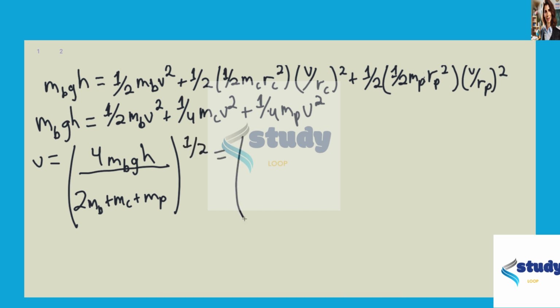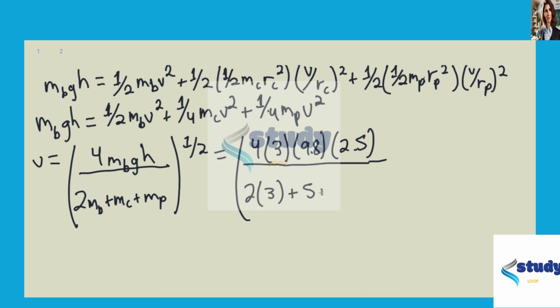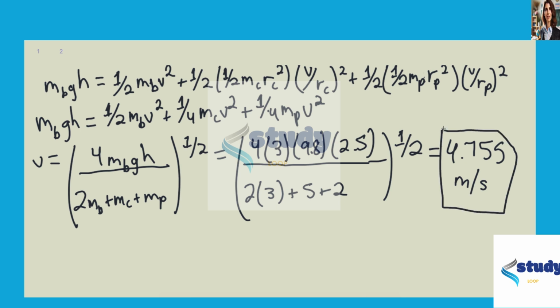And at this point, we can solve. So 4, 3, 9.8, 2.5, and then 2 times 3 plus 5 plus 2, all to the 1/2 power. And this is going to be 4.755 meters per second. This will be our answer. This will be the linear velocity of the box after it has fallen 2.5 meters.